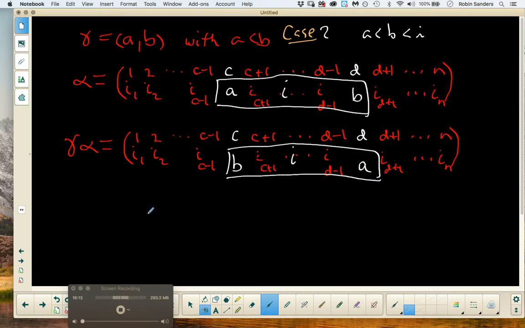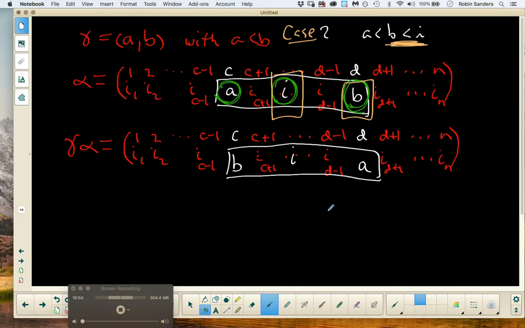And what I want to notice here is that in this case, we wind up having AI is in order, AB is in order, and IB is in order. No, IB is not in order. I'm sorry, I just made a goof there. Let's go back and look at that. IB is an inversion because I is bigger than B.